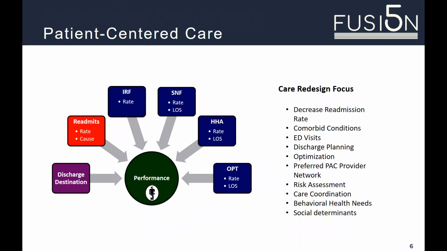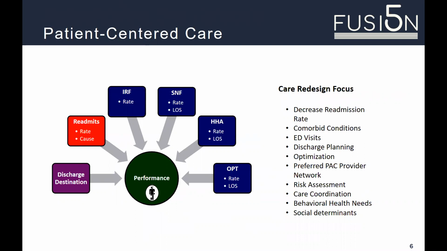So, the discharge destination, readmissions to the hospital for any type of cause almost, and then your inpatient rehab, your skilled nursing facility, your home health, and then outpatient therapy. All of those different things come together with the rates and the length of stay to really look at that overall performance and the overall dollars with the spend. So partnering with Fusion5, we're going to help you to redesign the care that's currently delivered to those patients.